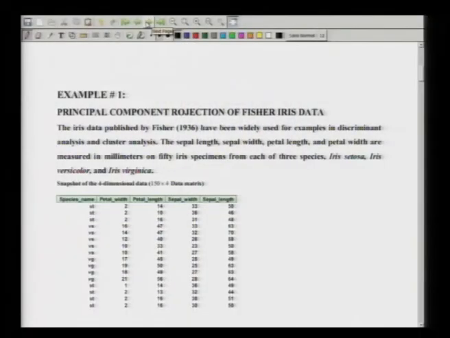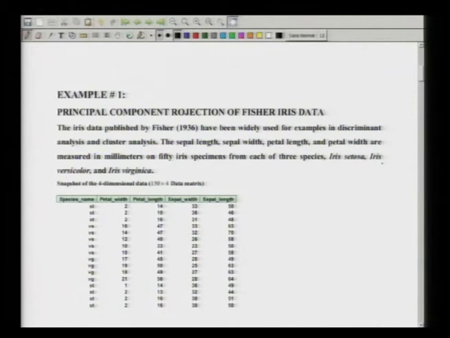Now, the first example we do is the famous iris data published by Fisher, very old data, 1936. It has been widely used for examples in other branches of multivariate analysis also, like discriminant analysis and cluster analysis. What has been collected here is data on iris specimens. This is a type of flower, and there are 3 species: iris setosa, iris versicolor and iris virginica, and 4 characteristics on each of these 3 types. Data on these 4 characteristics are collected.